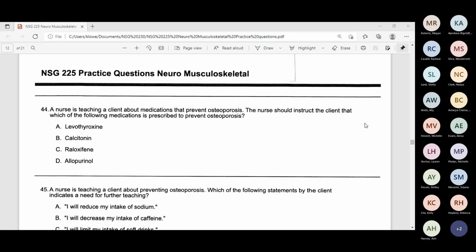Calcitonin is prescribed to delay bone reabsorption in people who already have osteoporosis. I could look at these medicines and think, well, allopurinol is for gout. Levothyroxine is for hypothyroid. And then we're left with these two, but that was tricky about this one. So we're going to give it to the patient to prevent osteoporosis.